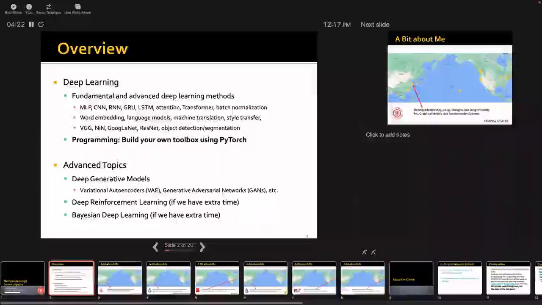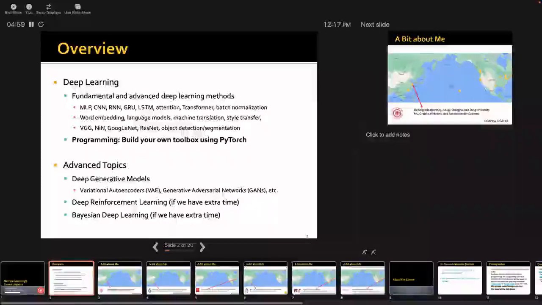There will be programming in this course. The programming part will happen in your homework assignments. All of your homework assignments will be in Jupyter notebooks, and this will also be very helpful, as you will see, even when you're doing your final project. Of course, your final project will also involve a lot of programming. The recommended deep learning framework will be PyTorch. So basically, you're going to build your own toolbox using PyTorch.